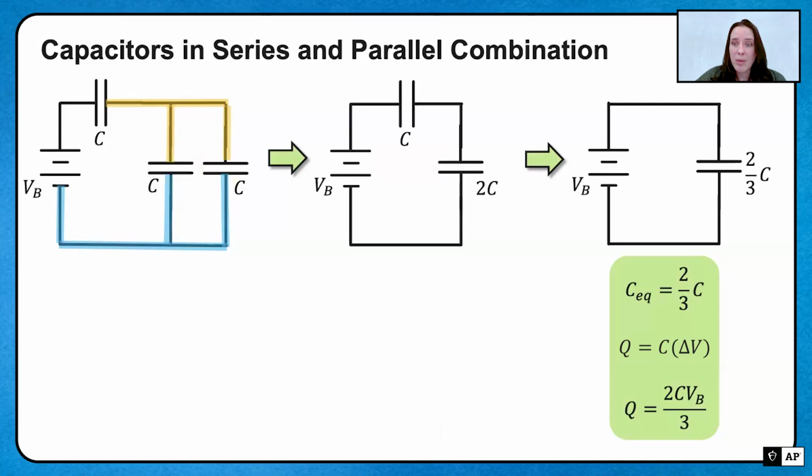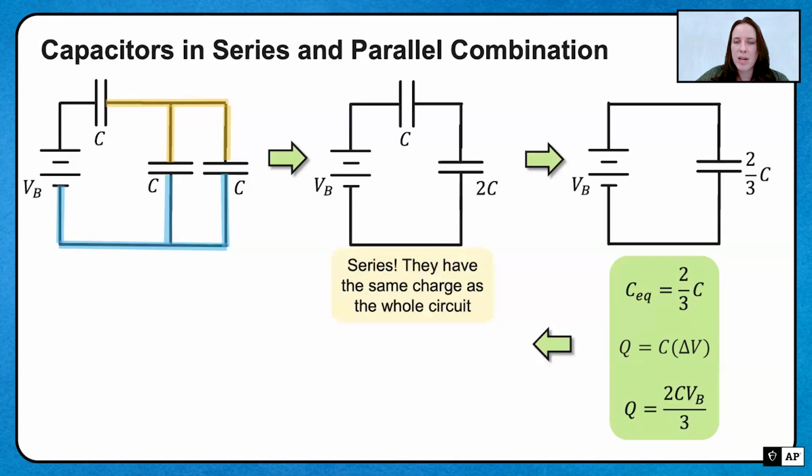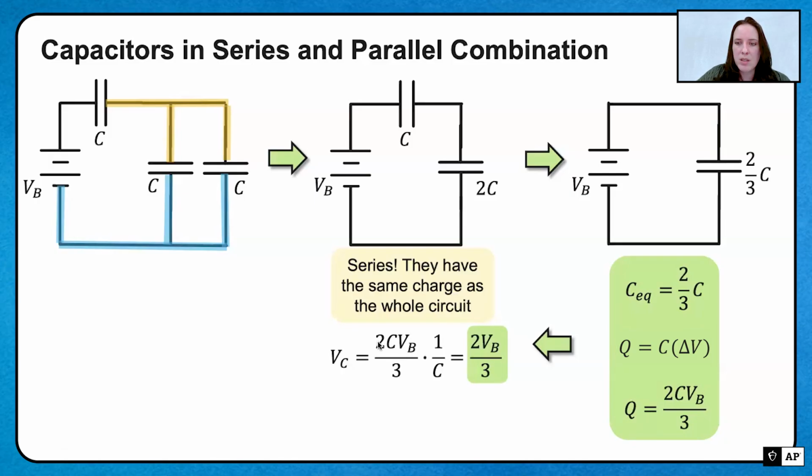Now let's start working our way backwards to answer questions about the individual capacitors. So I can pop those back apart into the C and 2C because they're in series. Remember, in series, they have the same charge as the entire circuit. So both of these have that 2CV over 3 charge. If I rearrange my Q equals CV equation, the voltage across each of these is going to be Q over C. I take my Q, 2CV over 3, over C. My C's cancel out, and I get 2V battery over 3 for this top capacitor.